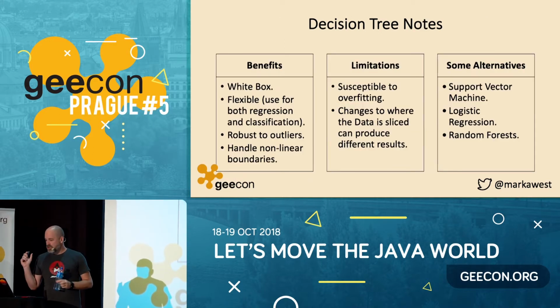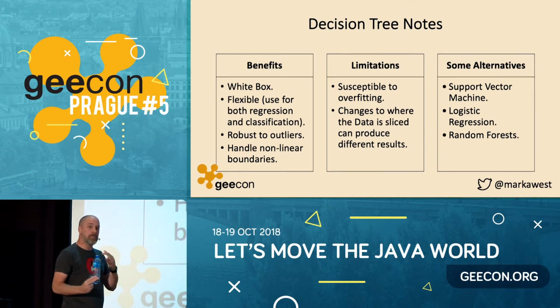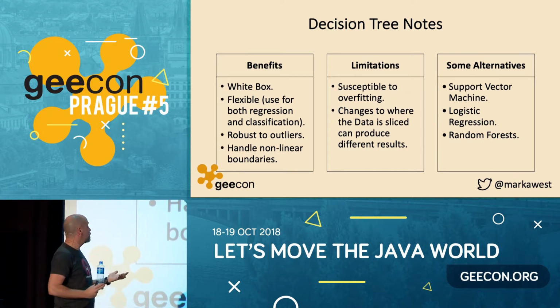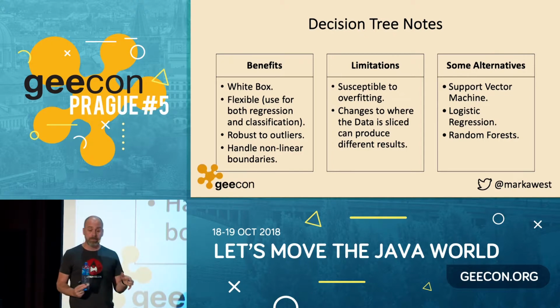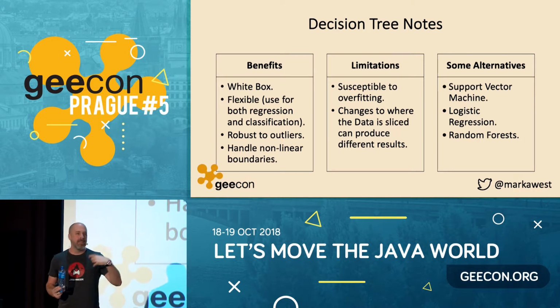Anyway, decision trees. They're white boxes, which means that you can see what's going on. They're flexible. They're robust to outliers. And they handle nonlinear boundaries, but they are susceptible to overfitting because depending on what information you put into them and where you split the data, you can get different results.